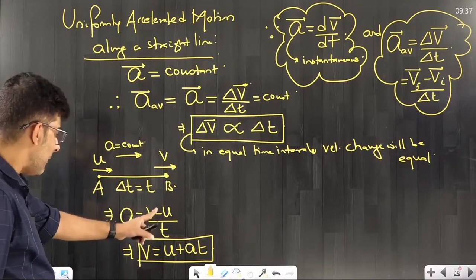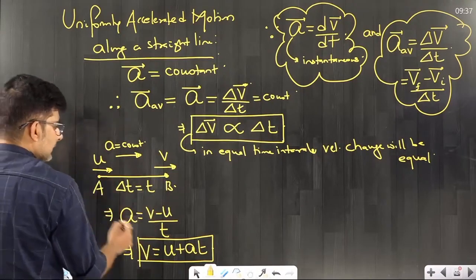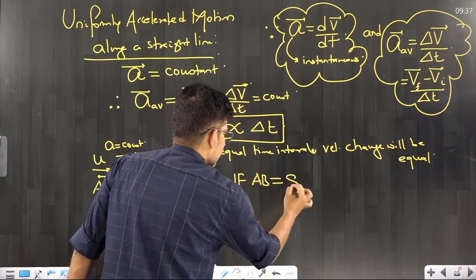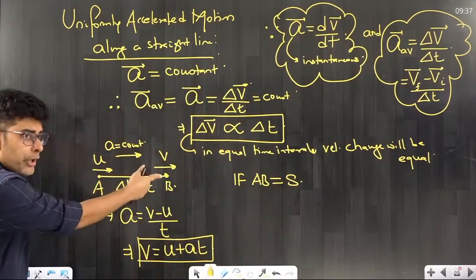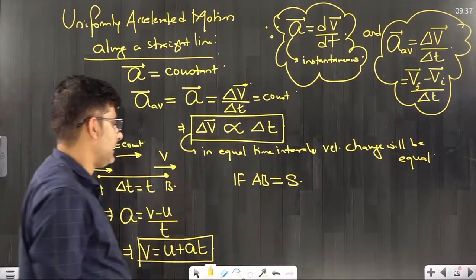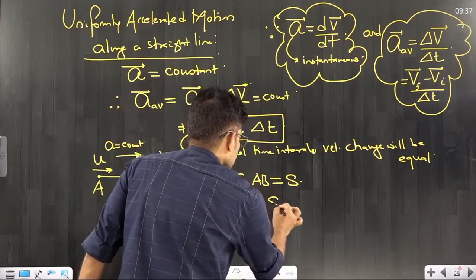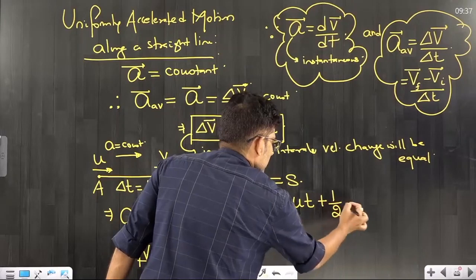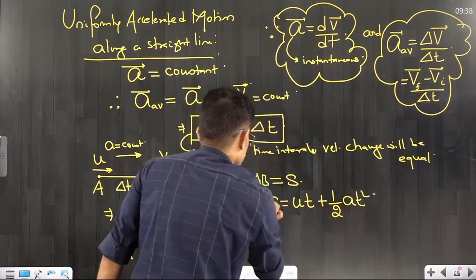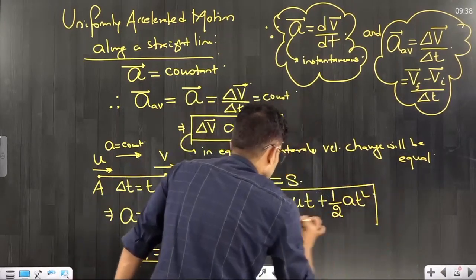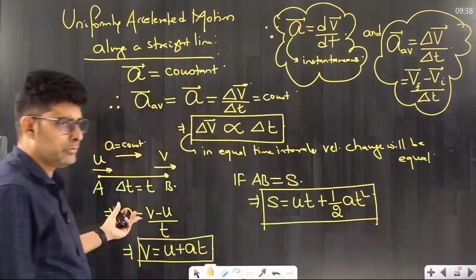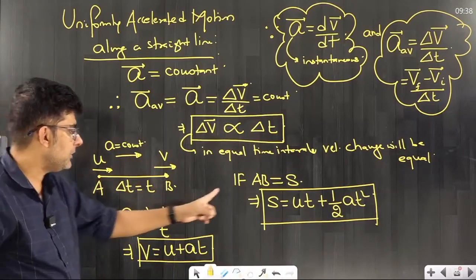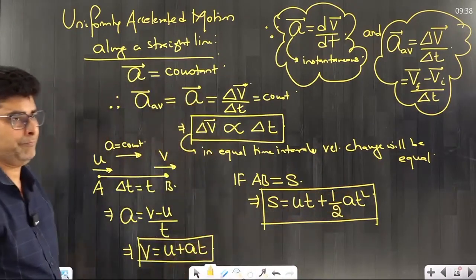Clear? Apart from this, if the distance AB we take as s, the distance travelled from point A to point B, you know the other important formula that comes by the method of integration is ut plus half at square. So the displacement or the distance both will be same in this case because you are not changing direction. So what is the displacement? ut plus half at square.